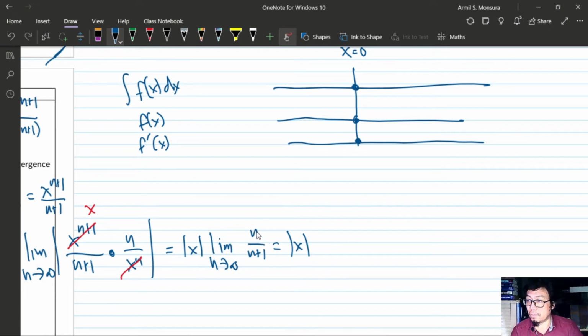Again, if you divide this n by n, that becomes 1 over 1 plus 1 over n. If you evaluate the limit of that as n approaches infinity, this becomes 0. So what is left is 1. So this limit is equal to 1.